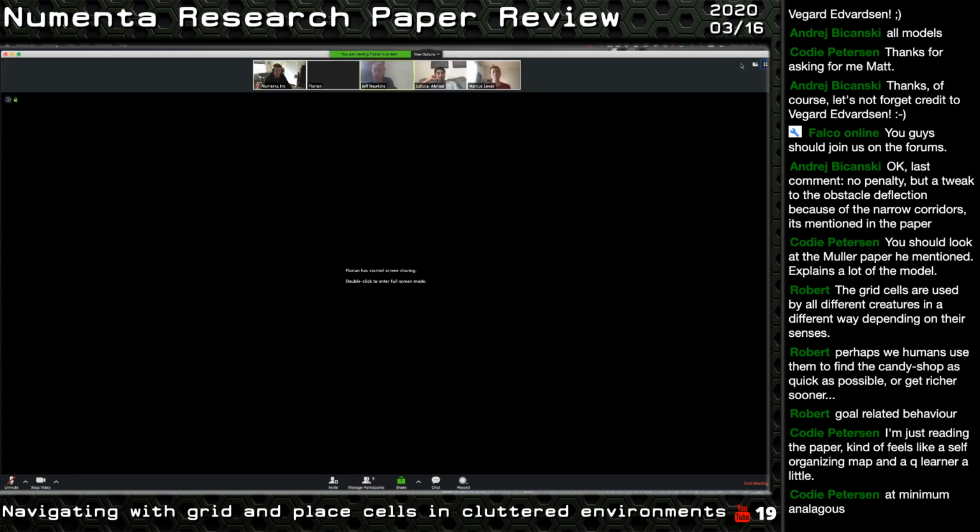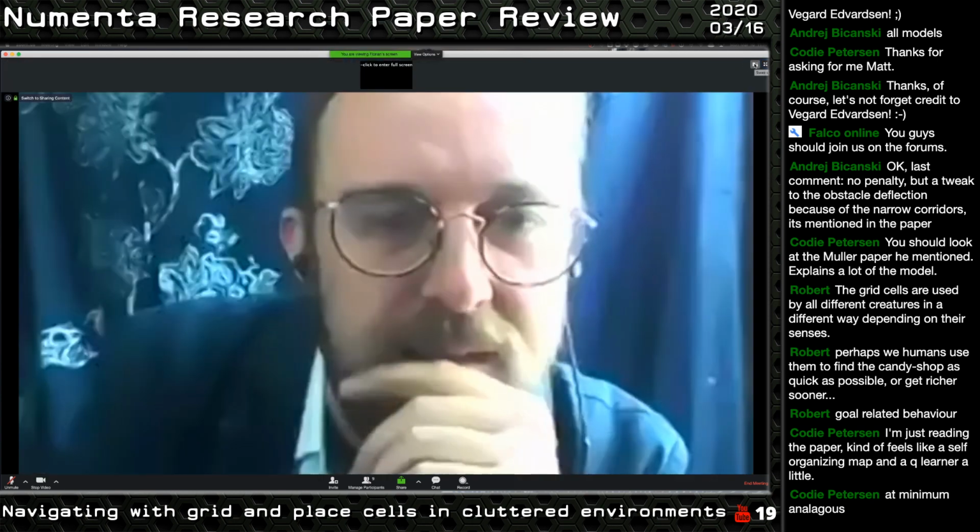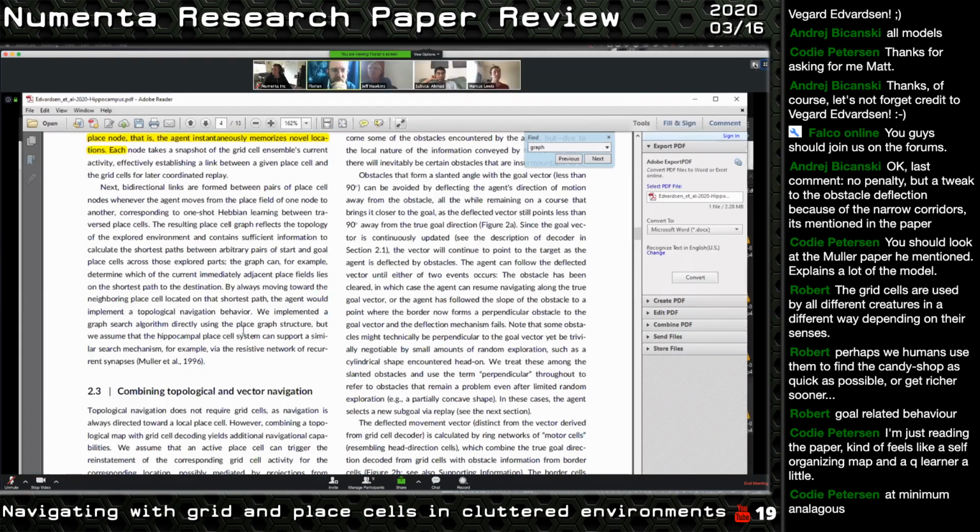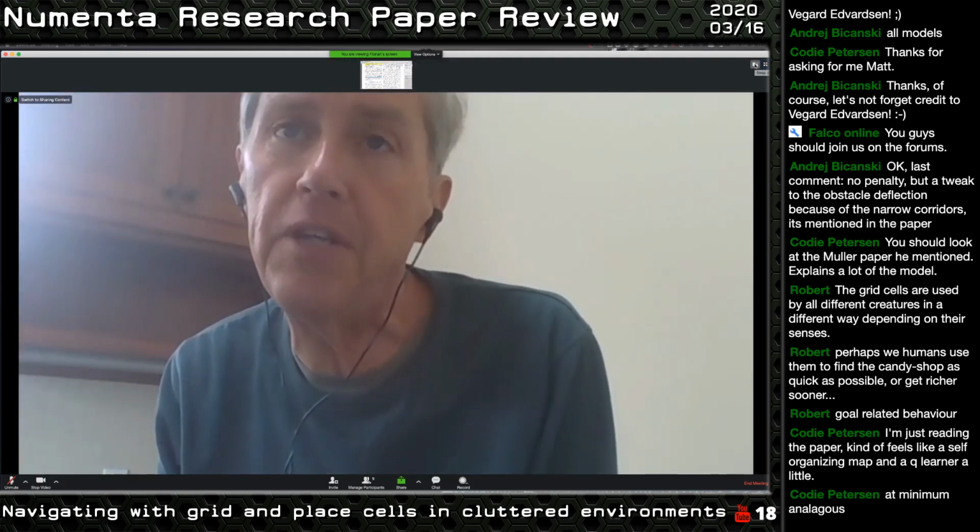So either you put it on top of some sort of metric space, or you have to follow all the possible graph paths to their destination and then pick the shortest one, which seems computationally impossible in neurons. Yeah, I mean, they say here, we implemented a graph search algorithm directly using the place graph structure. Okay, so maybe I missed that. I was under the assumption this is something that people understood was happening, and I couldn't see how it actually worked.